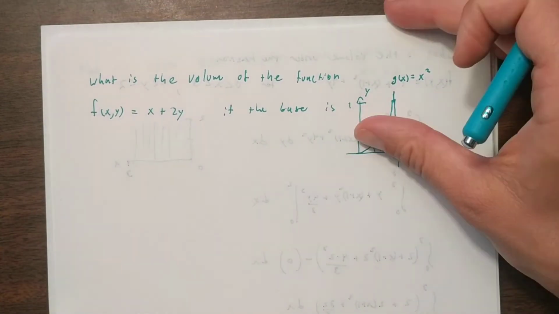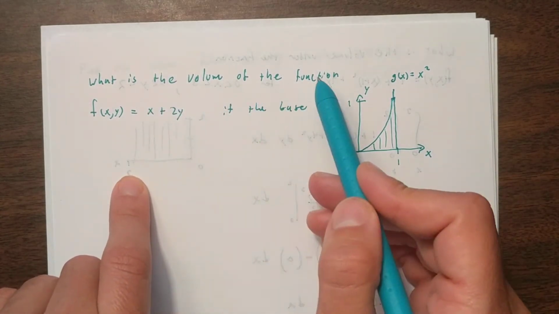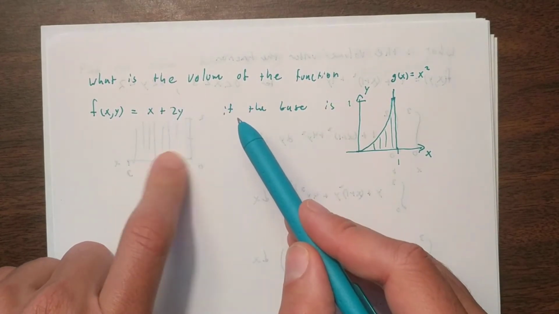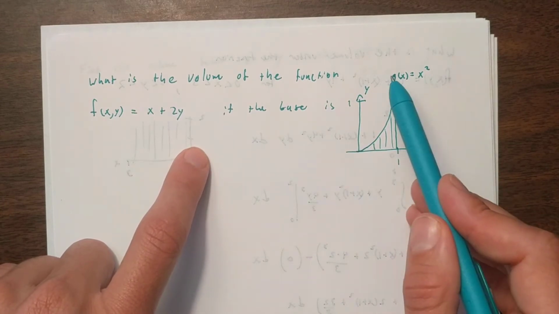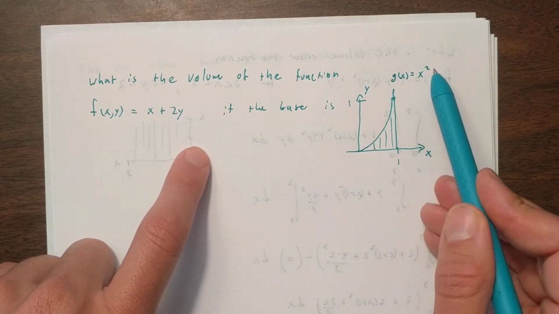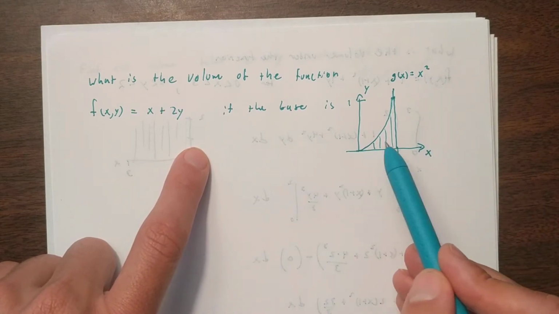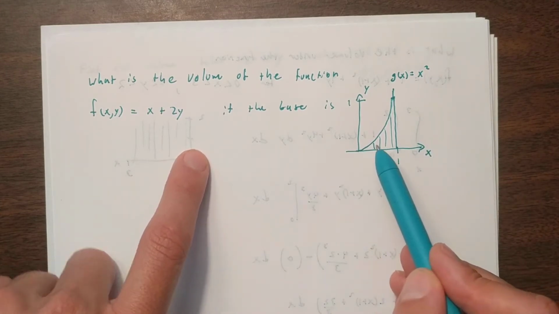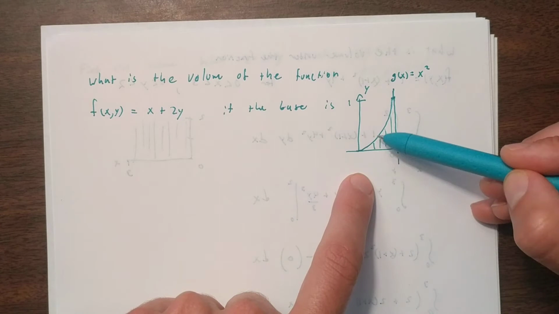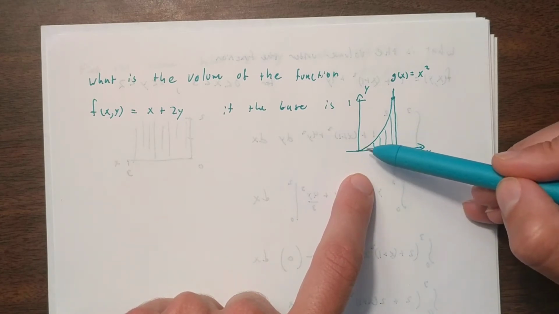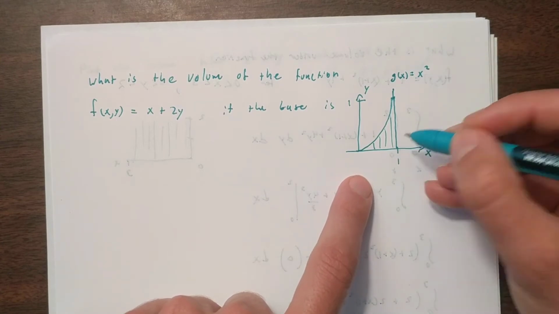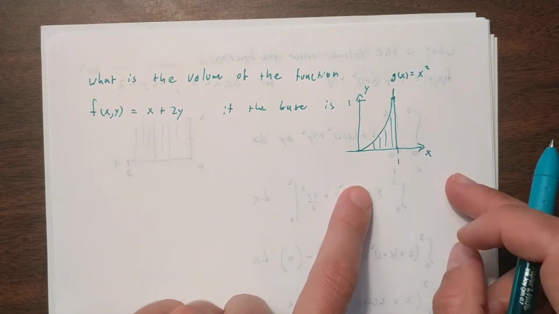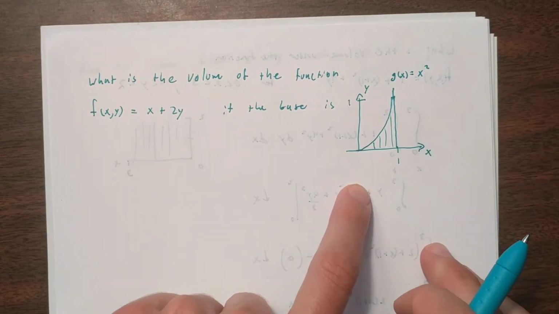Okay, this one, what is the volume of the function if the base is in fact y equals x squared, or g of x equals x squared? So basically what I'm saying is, look, I want the base to be this area underneath x squared, right? So that's kind of what I'm looking for.